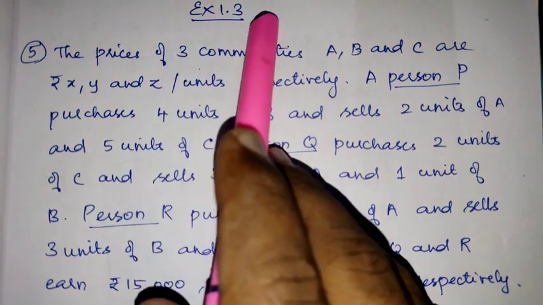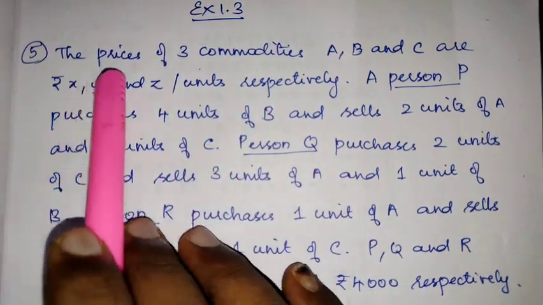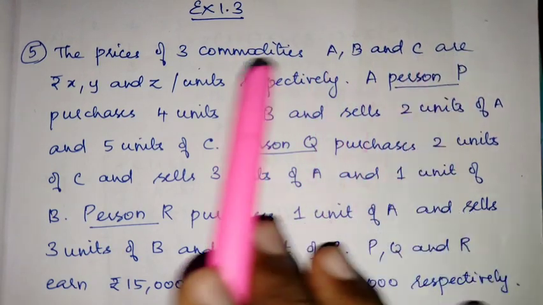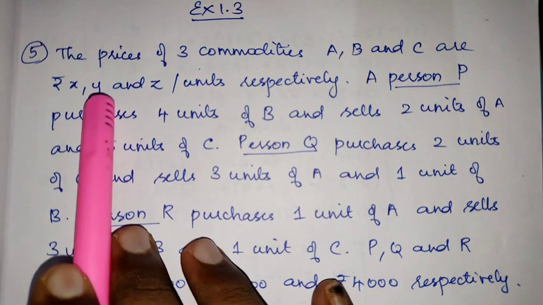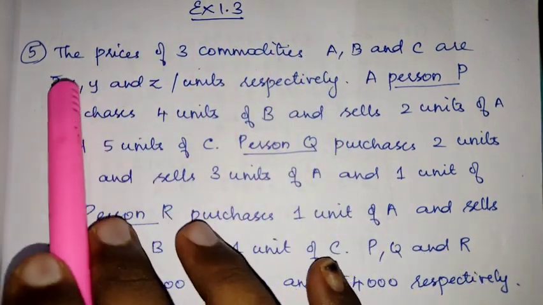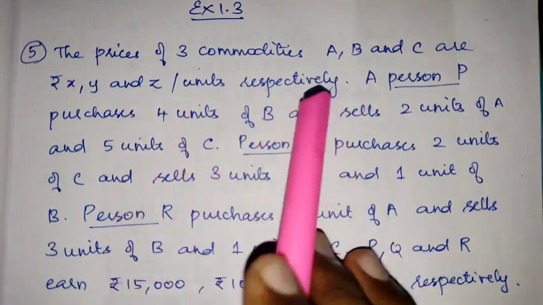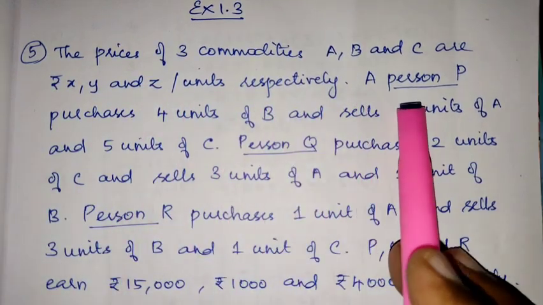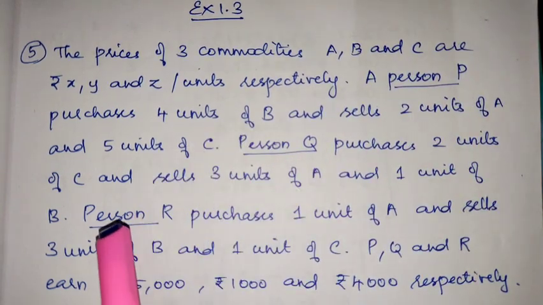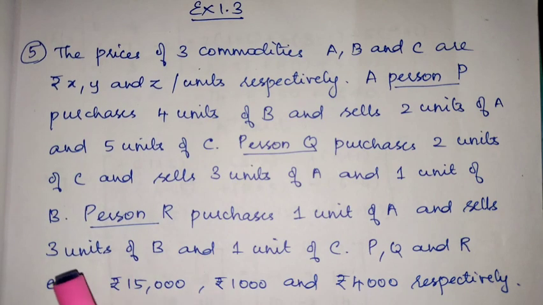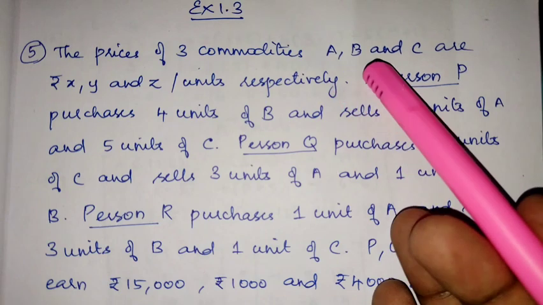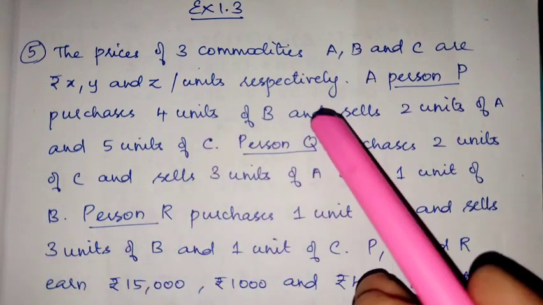Last problem, exercise 1.3, sum number 5. The prices of 3 commodities A, B and C are taken as rupees X, rupees Y and rupees Z per unit respectively. So the unknowns are already given in the question itself. Very easy. Now person P, person Q and person R are going to buy the commodity, or they are going to sell the commodity. According to that we have to frame the equation.